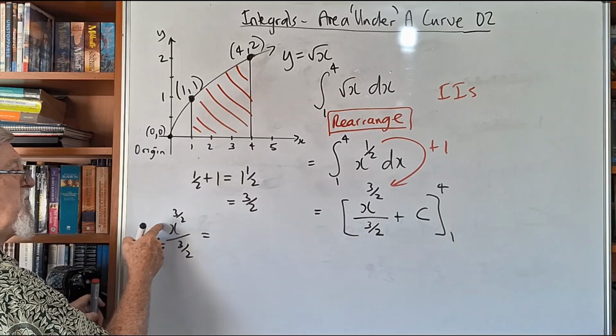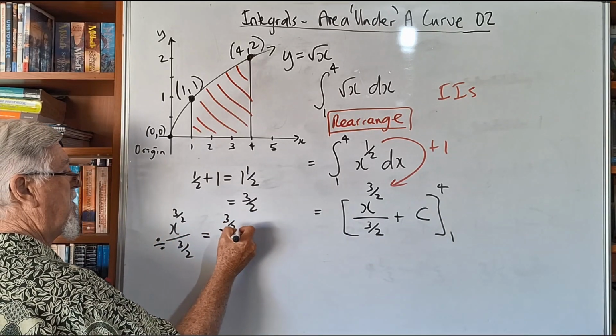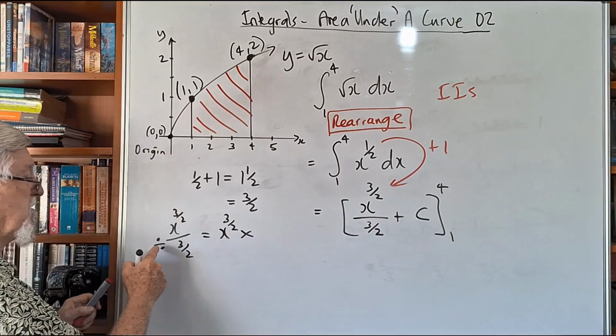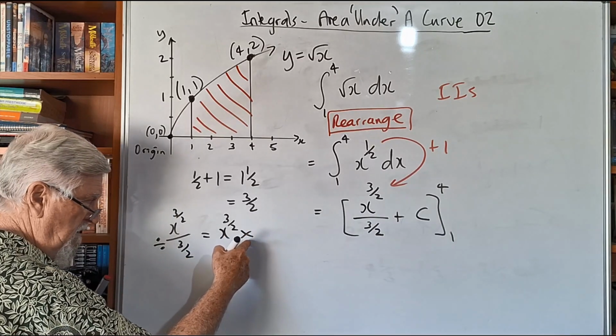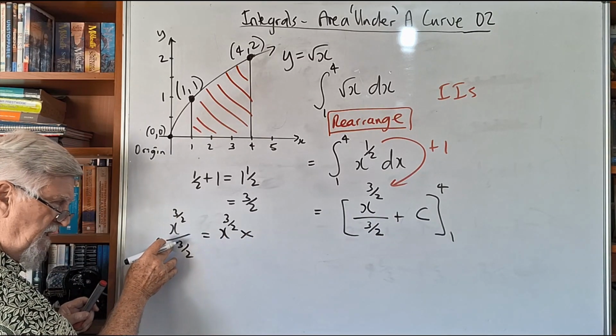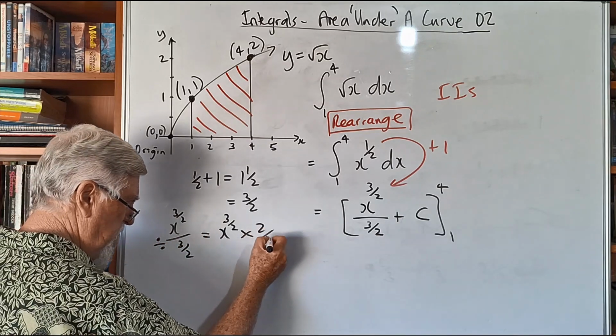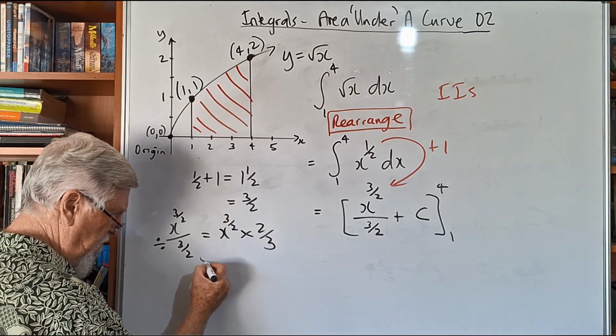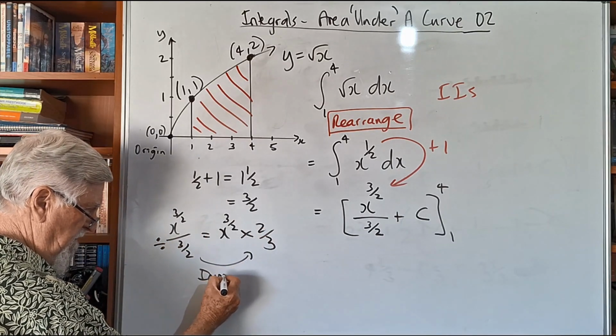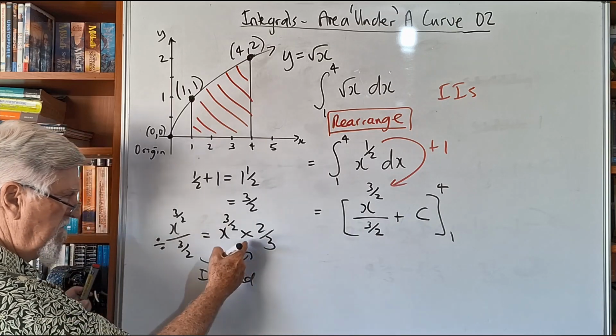So you write the numerator first, then you turn the divide into a multiply, and you turn the denominator upside down. So this is what we call invert. See, that's been inverted. So we invert and multiply.